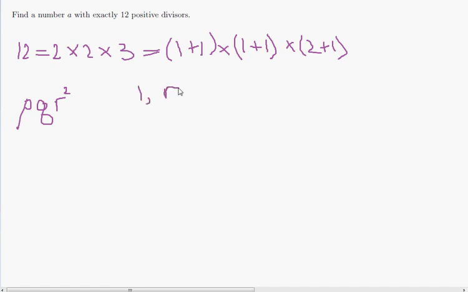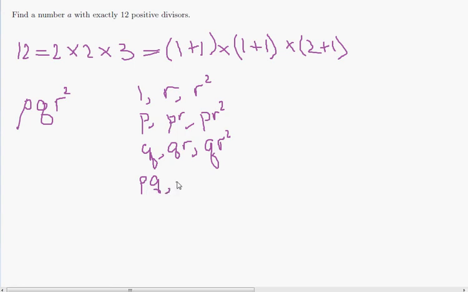So it'd be 1, r squared, or it'd be p times r squared, or q times r squared, and lastly p times q times r, and p times q times r squared. So anything of this form would have 12 positive divisors. The smallest in this form would be 3 times 5 times 2 squared, which would be 60. And you can check that 60 has exactly 12 positive divisors.